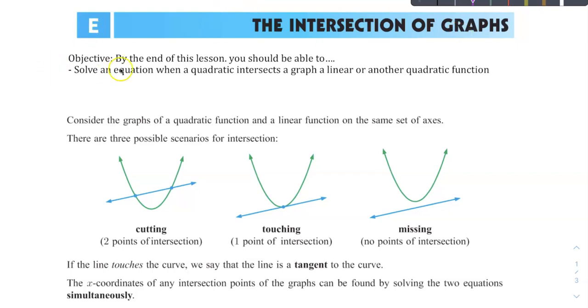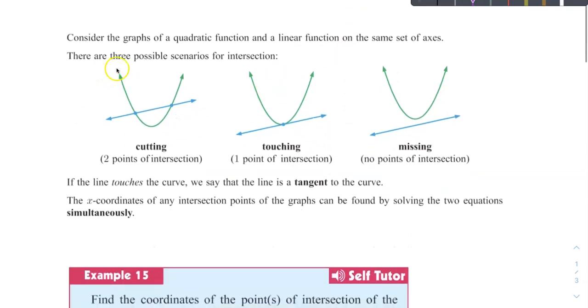Intersection of graphs. Objective: by this lesson, you should be able to solve an equation with a quadratic when the quadratic intersects a graph of a linear function or a graph of a quadratic function. So when a quadratic intersects a linear function, you have three options. They could cut it twice, so you have two intersections. They could cut one time, you have one intersection, or they could cut no times, you have no intersections.